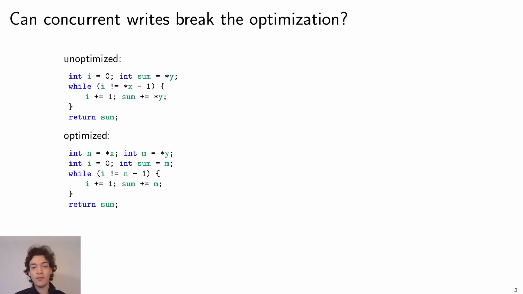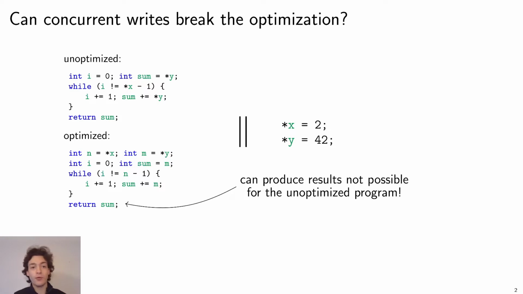You might imagine that some other concurrent thread also has access to x and y and is changing the value by writing to them, such as in the code on the right. Then, in fact, the optimized program can produce results that the unoptimized program could not.